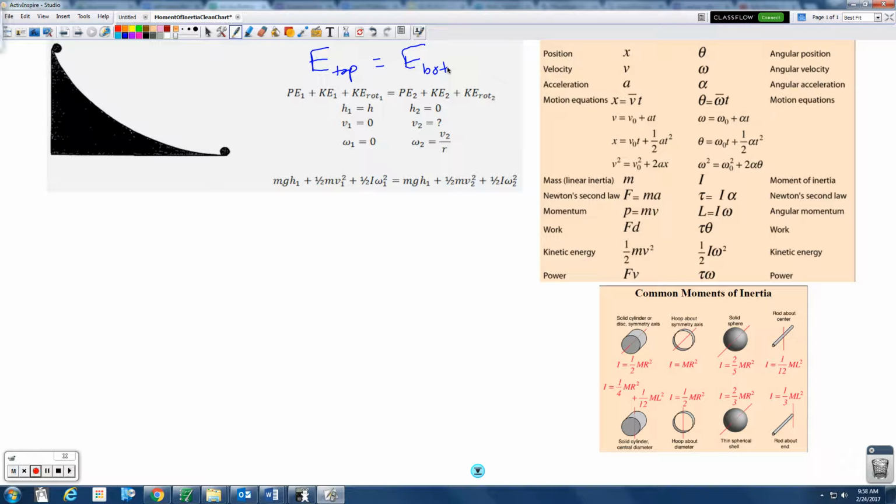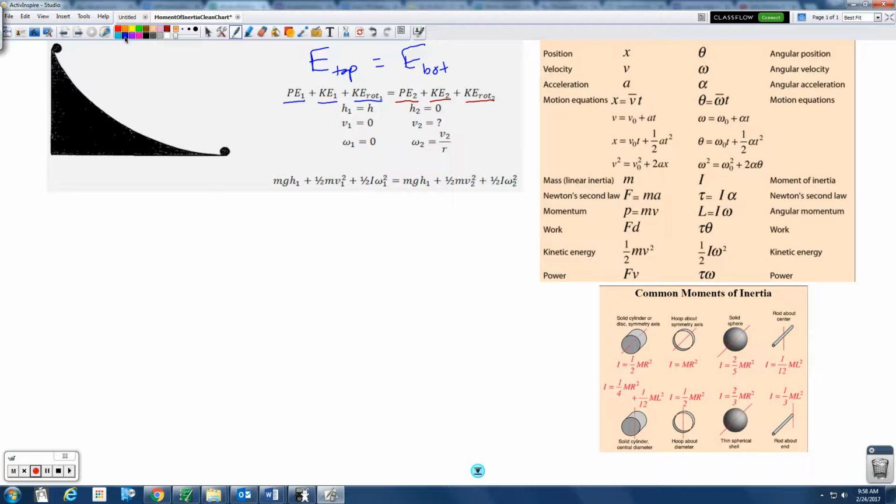We have potential at the top, translational kinetic at the top, and rotational kinetic at the top equals the values with the subscript 2: gravitational potential at the bottom, translational kinetic at the bottom, and rotational kinetic at the bottom. Right, that's the assumption that there's no external forces acting on this, so we're ignoring friction and air resistance. We don't know how to put those into this conservation of energy equation yet. We don't have values for how much air resistance is going to affect the ball rolling. We don't know how much rolling friction is going to affect it. So we're just looking at MGH.